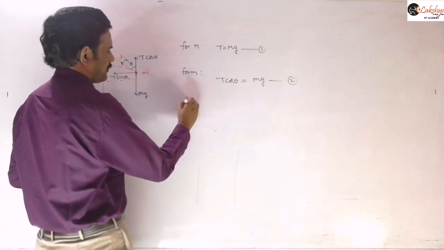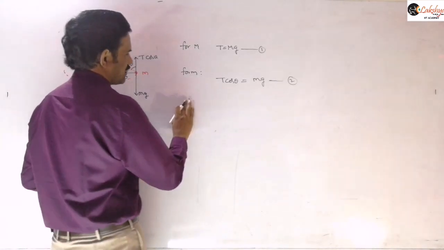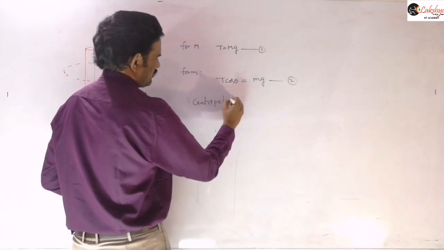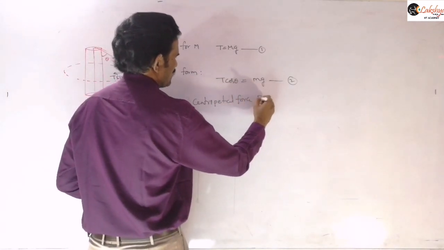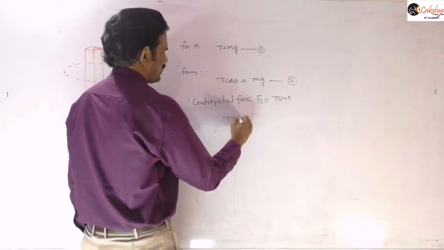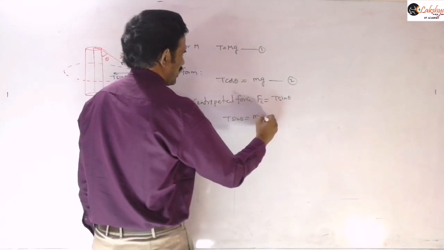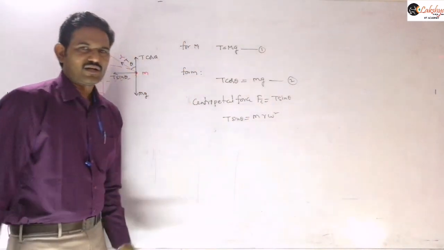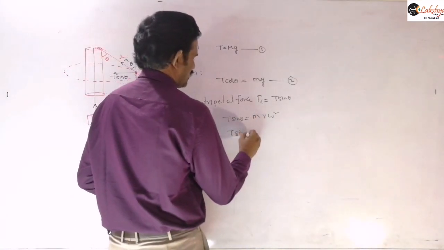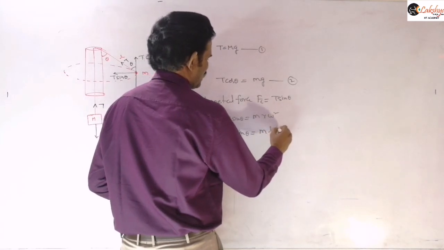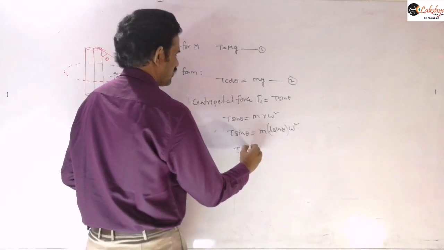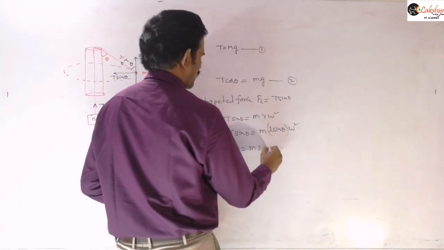And then for T sin theta, you can write the centripetal force equation. So centripetal force Fc is equal to T sin theta, and therefore T sin theta is equal to m r omega square. The same r we can substitute as L sin theta, and therefore T sin theta is equal to m into L sin theta into omega square, and therefore T is equal to m L omega square.